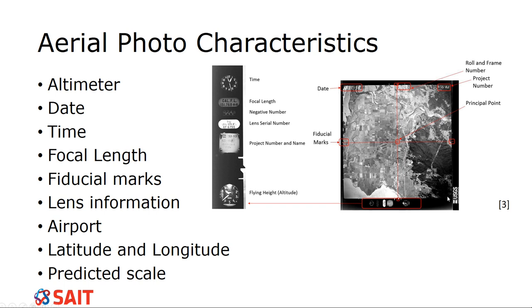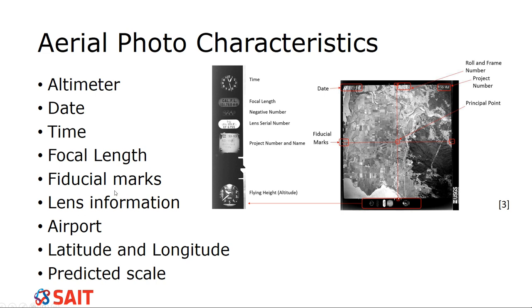The reason why they do fiducial marks is because it tells me where the center of the image is. And the center of the image is known as the principal point. That's the center of the image. That's not the center of the ground. That is the center of the image. That's a little confusing, and we'll talk a little bit more about that. But the principal point here is the center of the image.